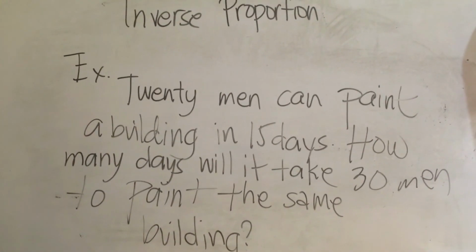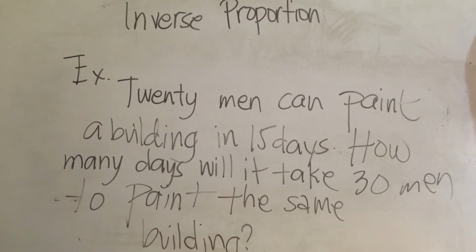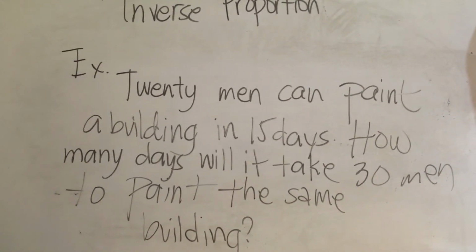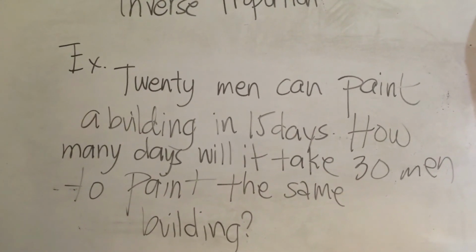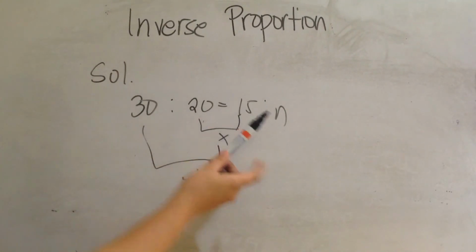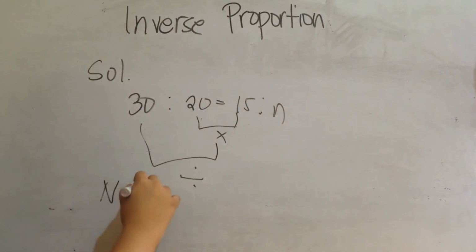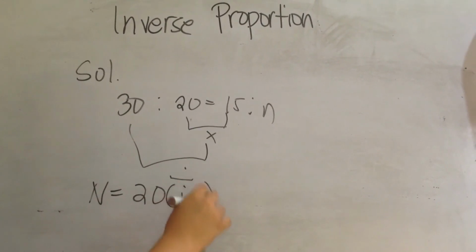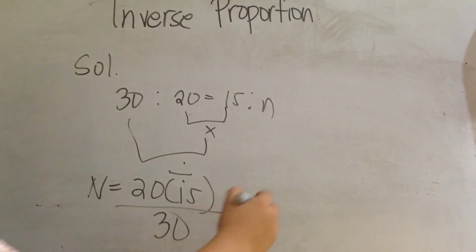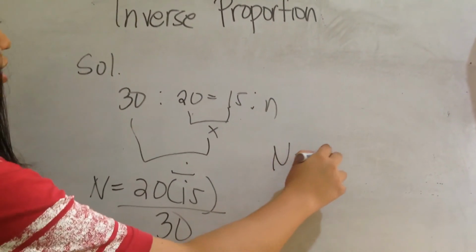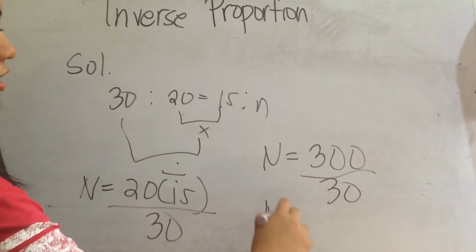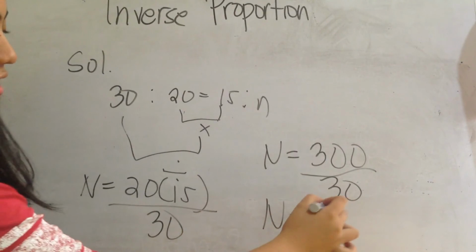So here's an example of problem solving involving inverse proportion. 20 men can paint a building in 15 days. How many days will it take 30 men to paint the same building? First, multiply the means, which are 20 and 15. 20 times 15, then divide it by 30. 20 times 15 is equal to 300 over 30. And it's equal to 10.